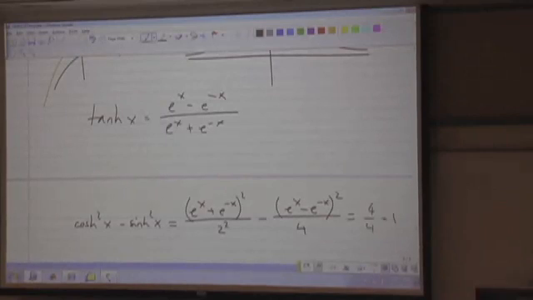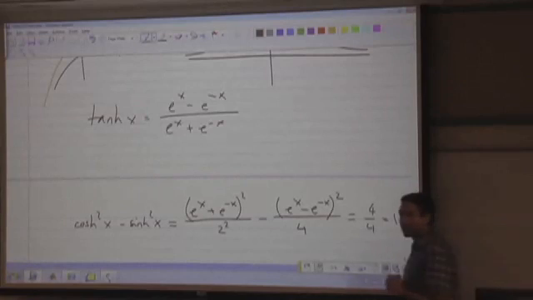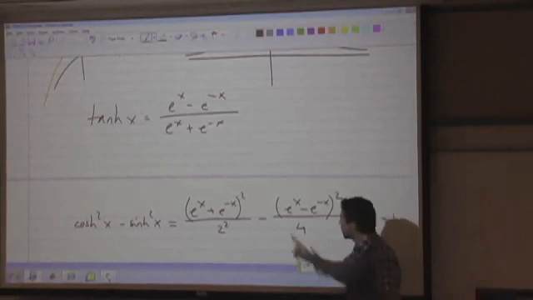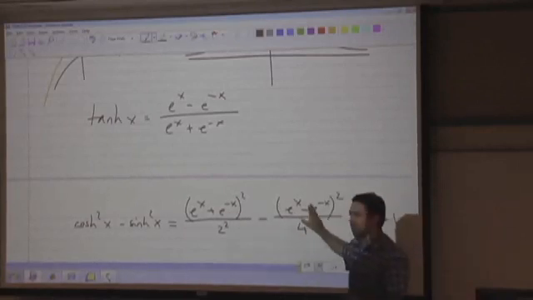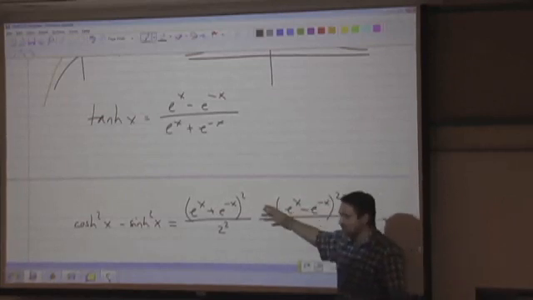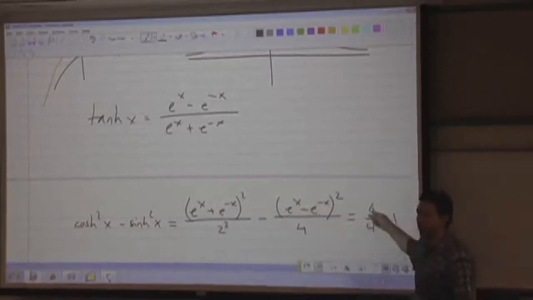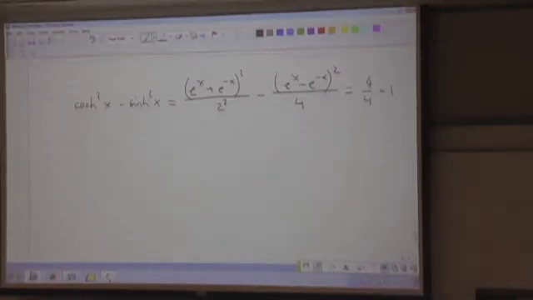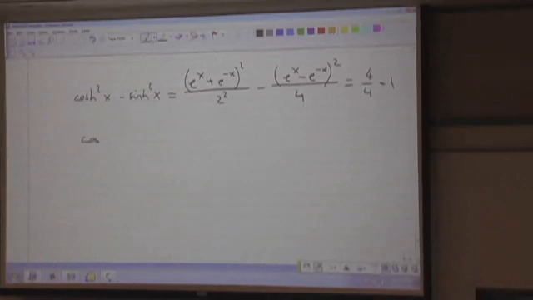Remember when we took the derivative of the hyperbolic tangent? This was the numerator. Remember? We just worked it out, and you saw that it was equal to 4. So it'll be 4 over 4 equals 1, right? Well, this is actually the key idea. Cosh squared of x minus sinh squared of x is equal to 1.